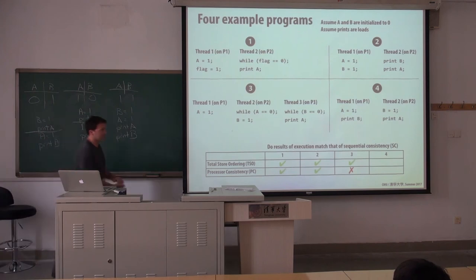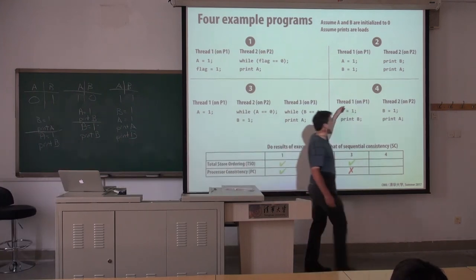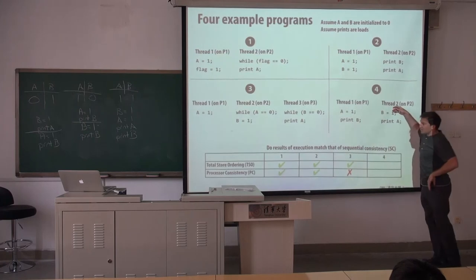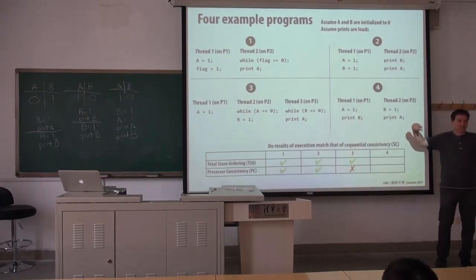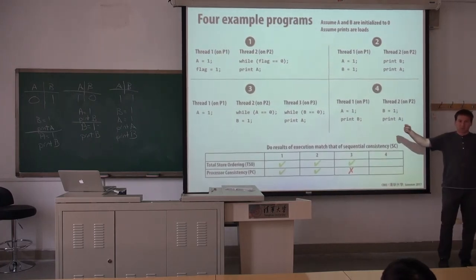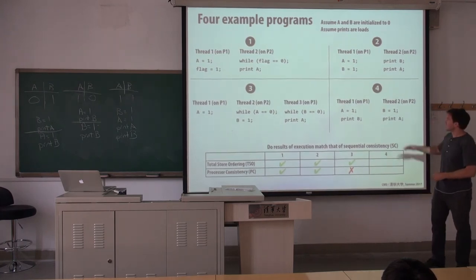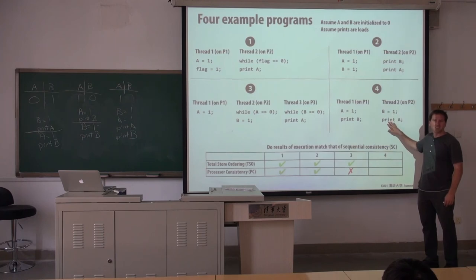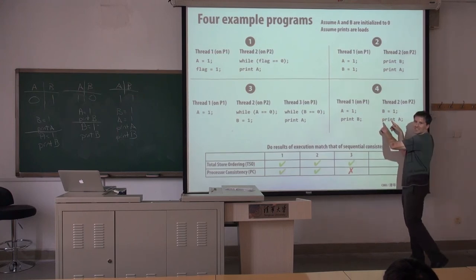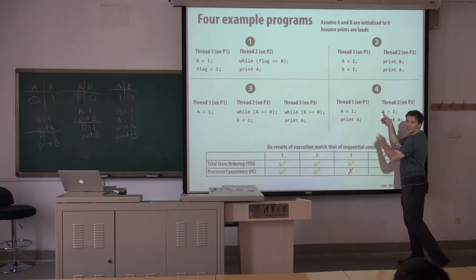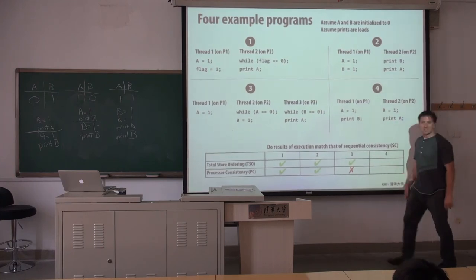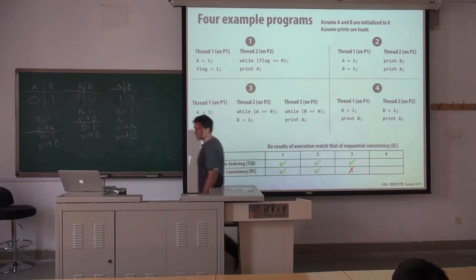And it can be 0, 0, because A equals 1 can happen, B equals 1 can happen, those instructions run, but before the information gets to the other thread, the processor continues on and prints A. So it prints A equals 0, because this message hasn't gotten here yet, and this message hasn't gotten here yet. So you can print 0, 0. And that's true in both of these cases.